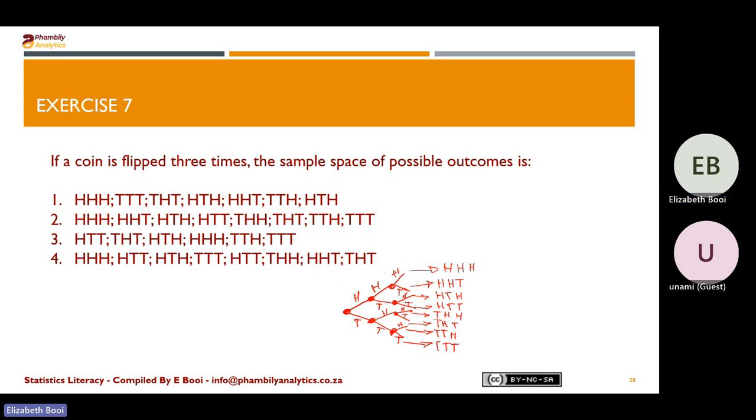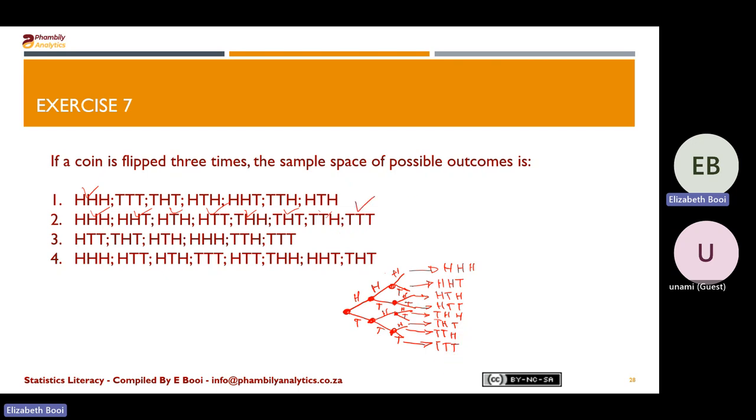So let's see. Head, head, head. Head, head, tail. Head, tail, head. Head, tail, tail. Tail, head, head. Tail, head, tail. Tail, tail, head, and tail, tail, tail.